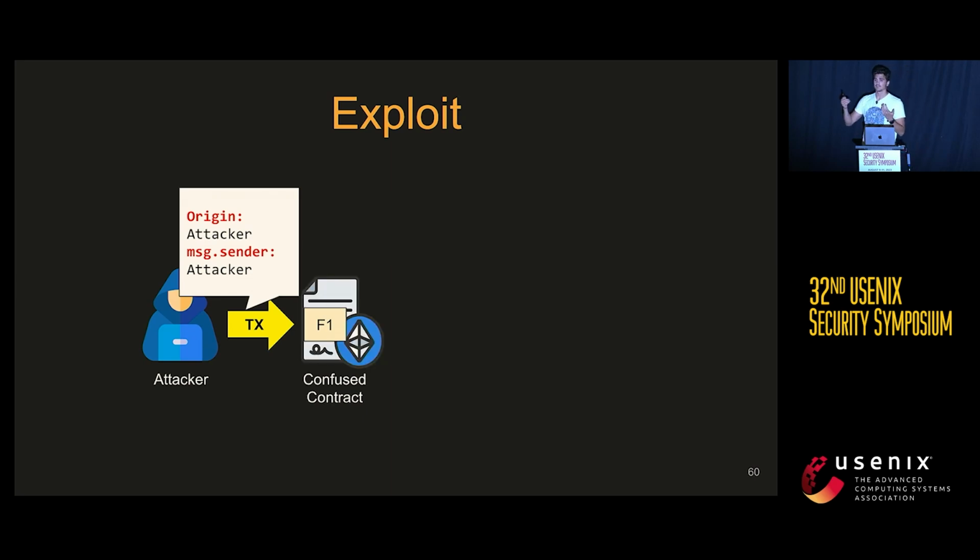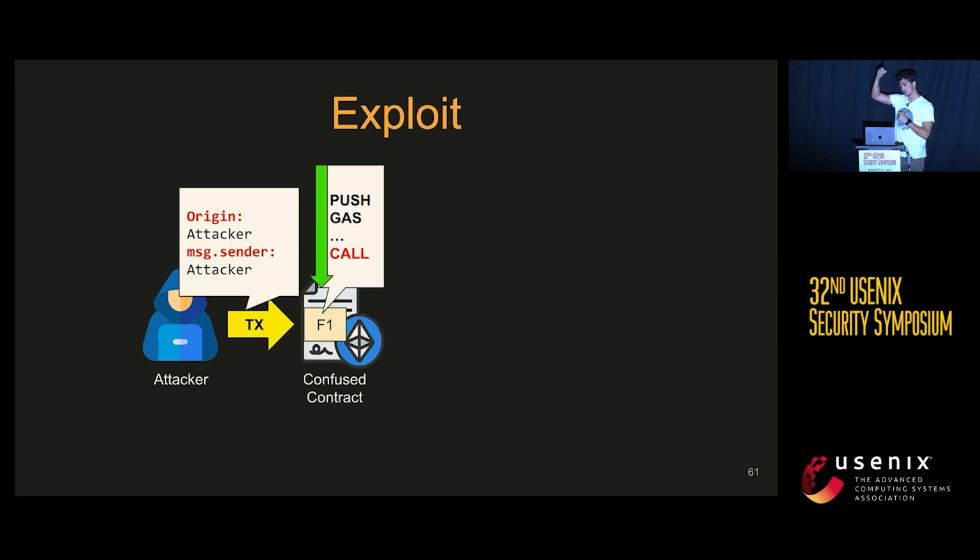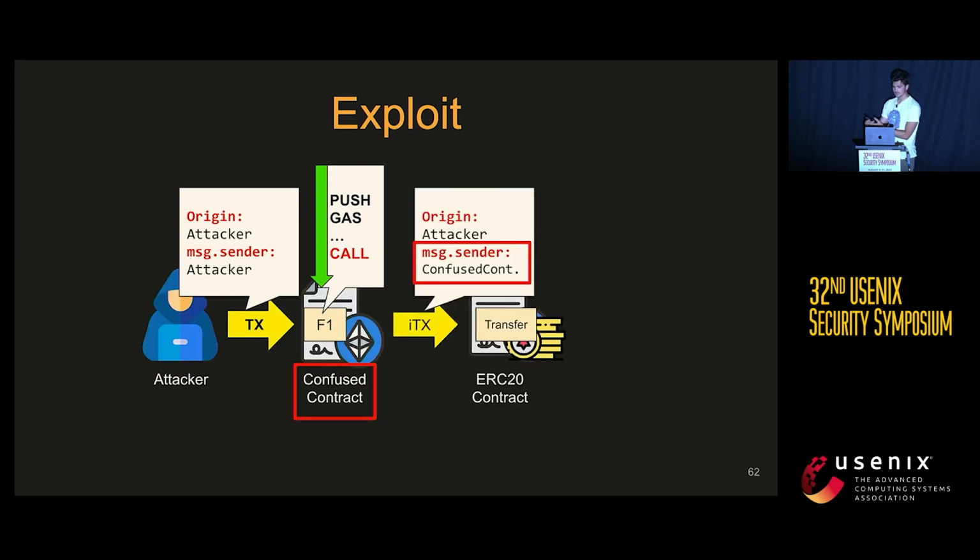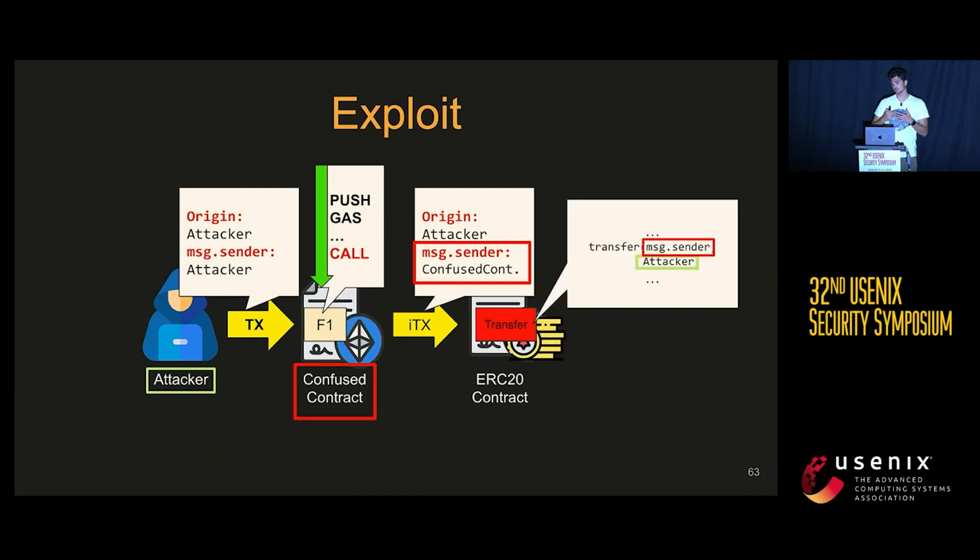So the full exploit against this kind of contract will look like this. An attacker identifies a confused contract with an open call. So he crafts a transaction, sends the first transaction to the confused contract, hitting the function F1 that executes the call. The call creates this internal transaction that propagates the value of the message sender. And now the ERC20 contract is going to execute a transfer from the message sender to the value set by the attacker, basically draining all the account balance of that specific confused contract.